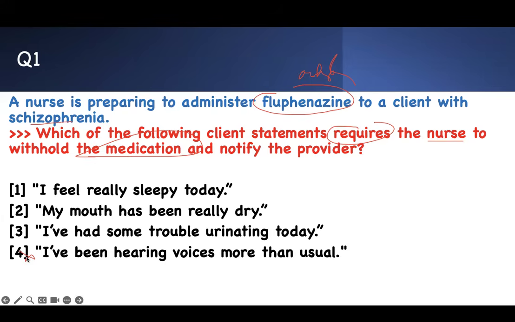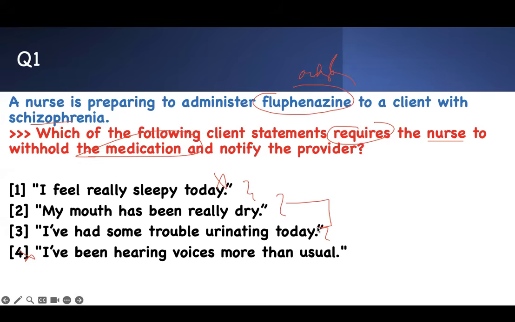Had some trouble urinating today. Side effect, anticholinergic side effect. So this is a problem. My mouth has been really dry. Antipsychotic, anticholinergic side effect. I feel really sleepy. Antihistamine side effect associated with fluphenazine. Which of these should worry you? First, we can take it away. But then the 2, dry mouth and bladder distension, you take bladder distension over dry mouth.